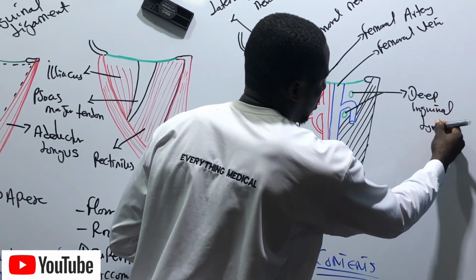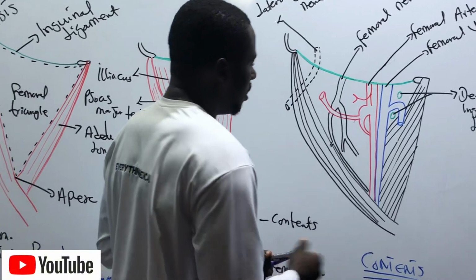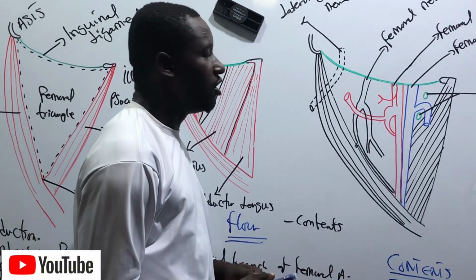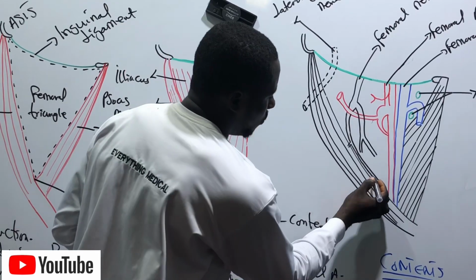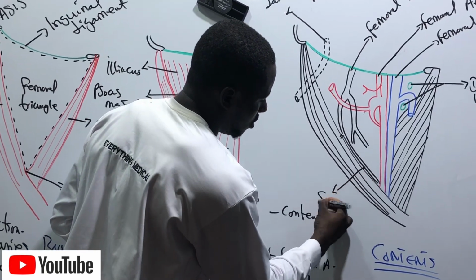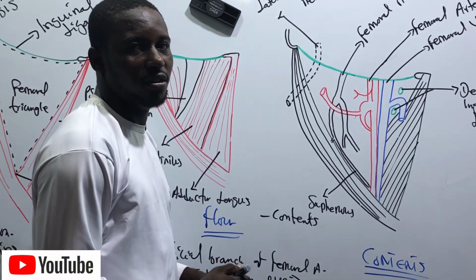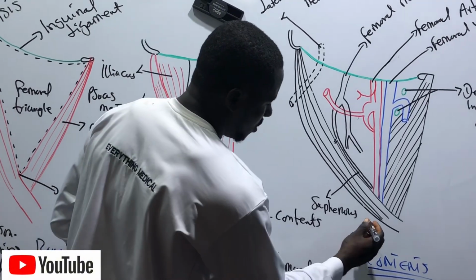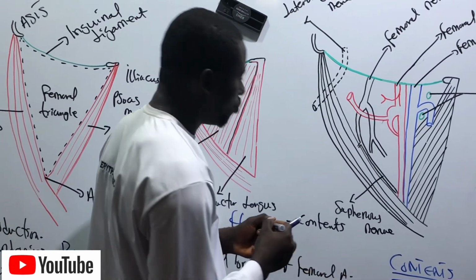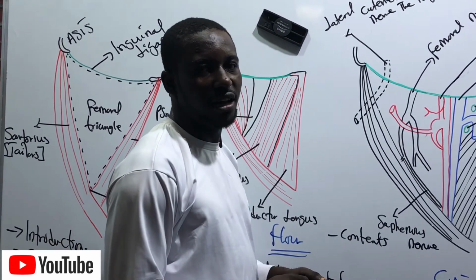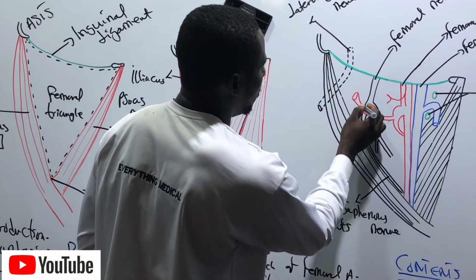The next in line that we'll be looking at is the saphenous nerve, which arises from the femoral nerve. The saphenous nerve is the longest nerve in the body. The next we'll be looking at is the lateral circumflex femoral artery.